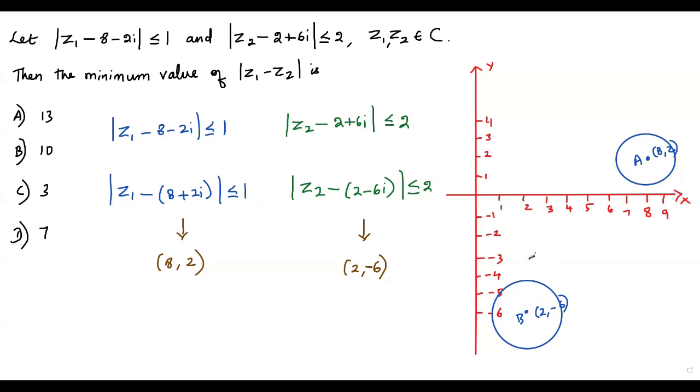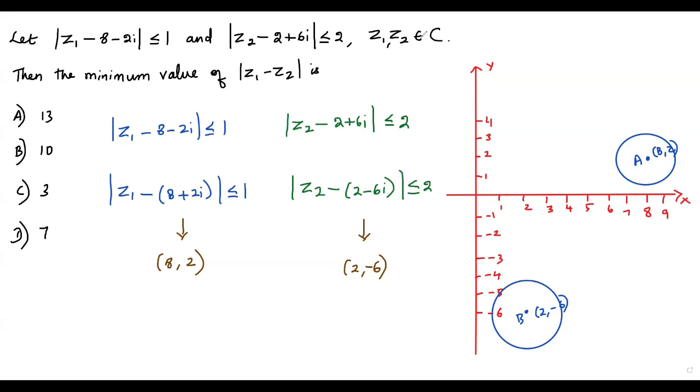In case the complex number z2 lies outside the circle, clearly the distance between this one and this one is greater than 2. It does not satisfy the inequality. So now a point is clear. For this circle, the complex number z1 has to be at any point on the circle, otherwise it has to be inside the circle, and complex number z2 has to be at any point on the circle here, or it has to lie inside the circle.